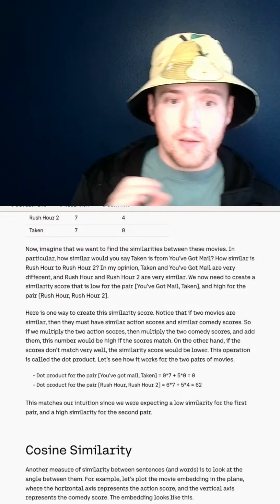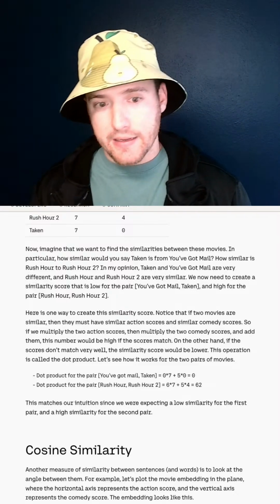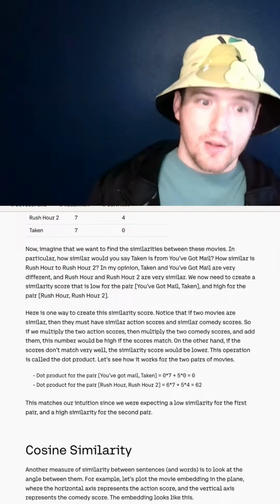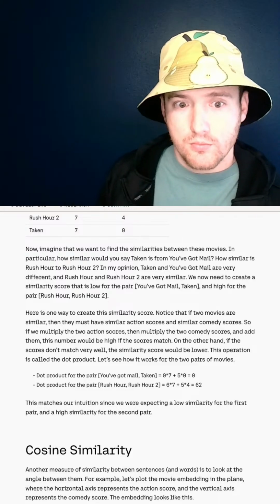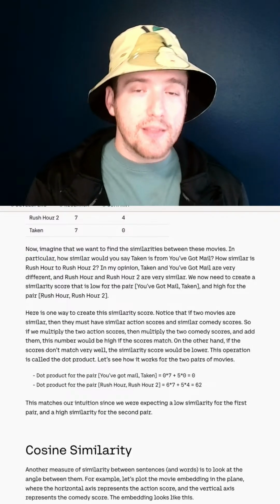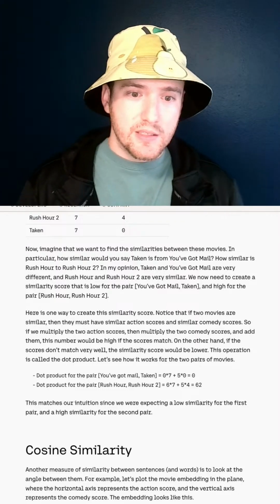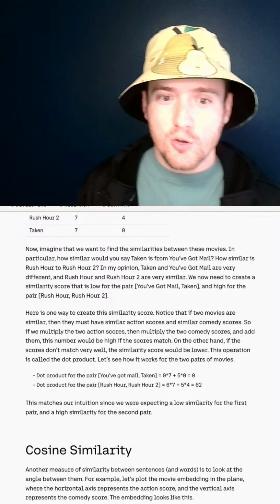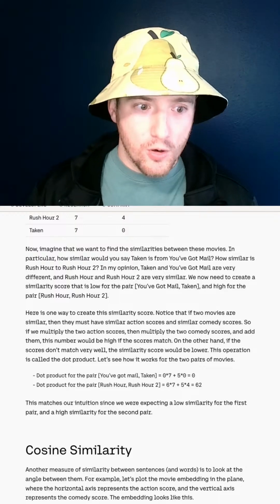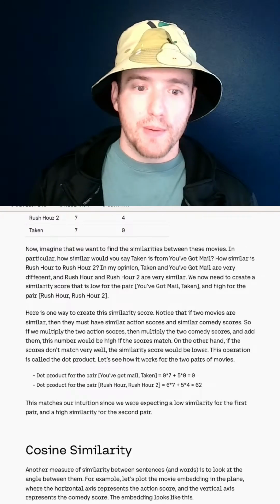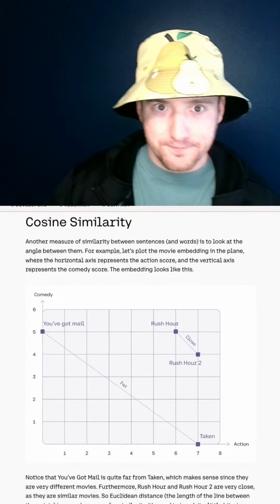So for You've Got Mail and Taken, You've Got Mail was a 0 for action and Taken was a 7, so 0 times 7 is 0. And then for comedy, You've Got Mail was a 5 and Taken was a 0, so also 0. So 0 plus 0 is 0, meaning that these are not similar whatsoever. But if we do the same for Rush Hour and Rush Hour 2, 6 times 7 plus 5 times 4 is 62. The higher that number is, the more similar they are, because that is a similarity score. And this matches our intuition since we were expecting a low similarity for the first pair and a high similarity for the second pair.